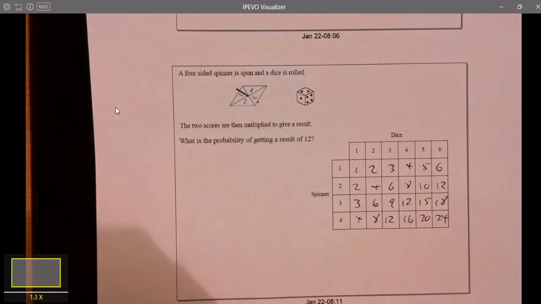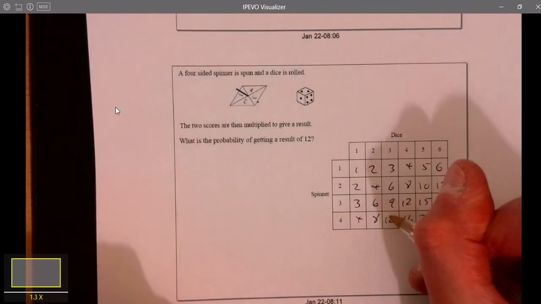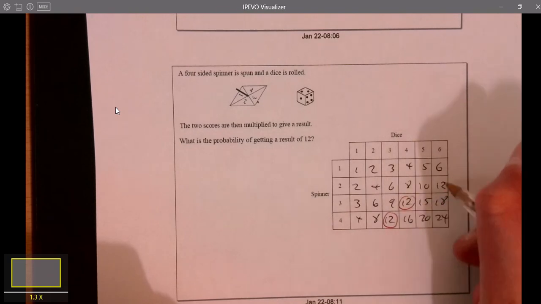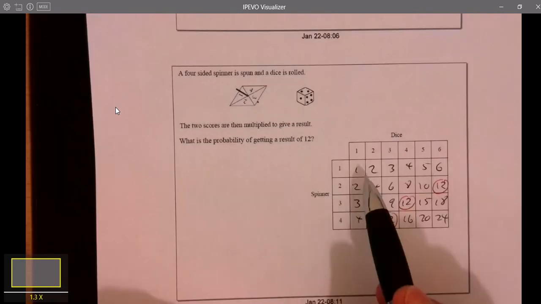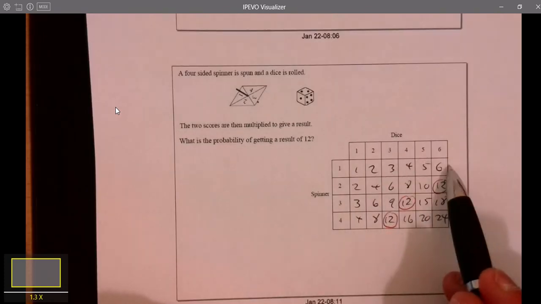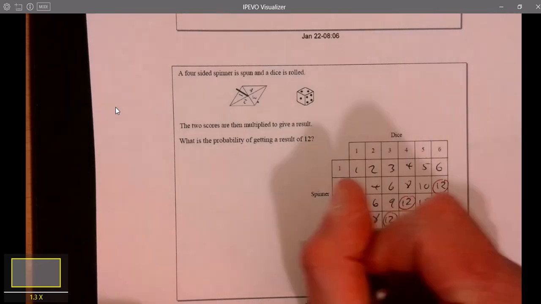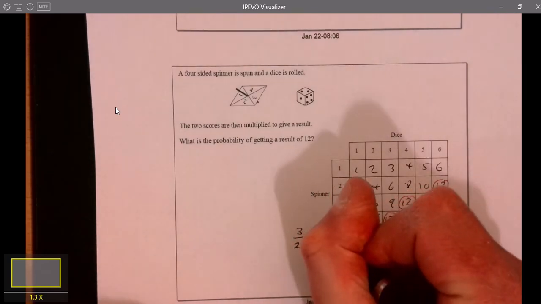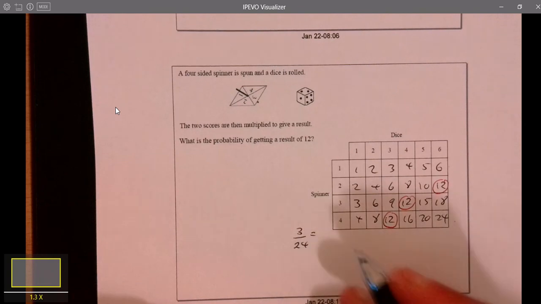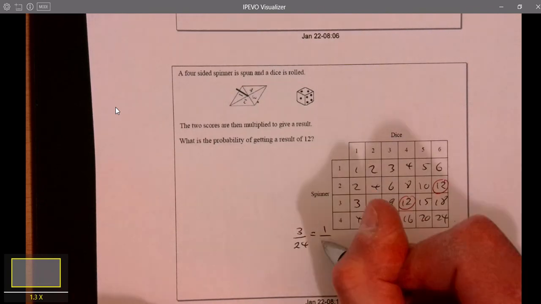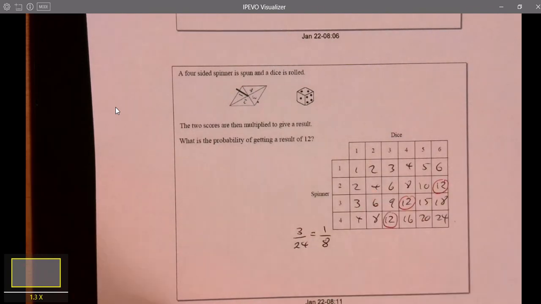Right, what is the probability of getting a result of 12? Again, how many times does 12 pop up? 1, 2, 3 this time, just the 3 times. So it's 3 out of 1, 2, 3, 4, 5, 6, 24. So the answer is 3 over 24. That does cancel, because 3 goes into 3 once and it goes into 24 8 times.